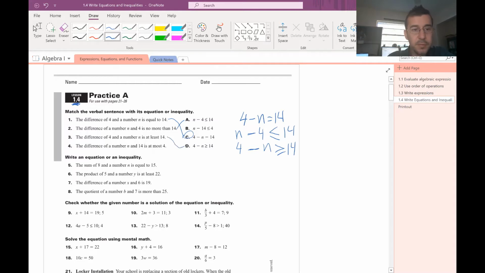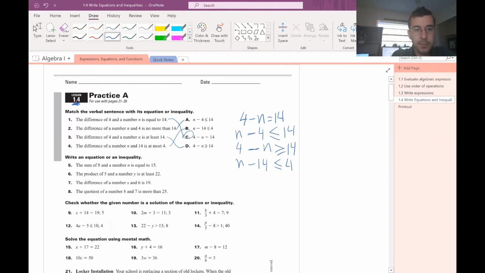And then 4, the difference of a number n and 14 is at most 4. So it's less or equal to 4. And that one is B, right? Yes. So 4 is B.